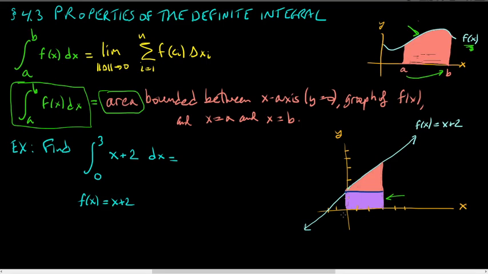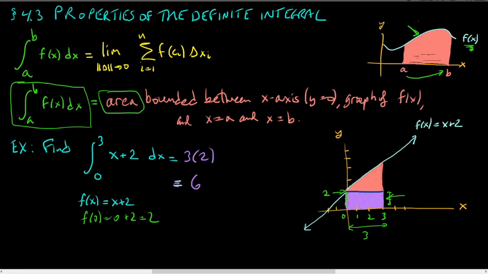Well, it's a rectangle, right? So 0, 1, 2, 3. So the length of the rectangle is just 3. And what's the height? Well, notice that over here, this is when x is 0. When x is 0, f of x is 0 plus 2, right? It's just 2. So the height is 2, right? So the area of the purple rectangle is just 3 times 2, which is 6, right? So that's just the purple rectangle.